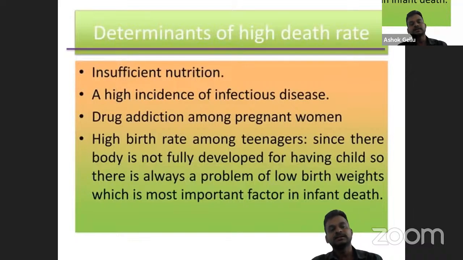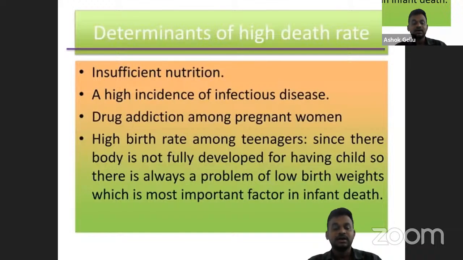Determinants of high death rates. Insufficient nutrition leads to high death rates because nutrition values are very low in poor people. They are not taking sufficient food. They are having a single meal per day. A high incidence of infectious diseases.